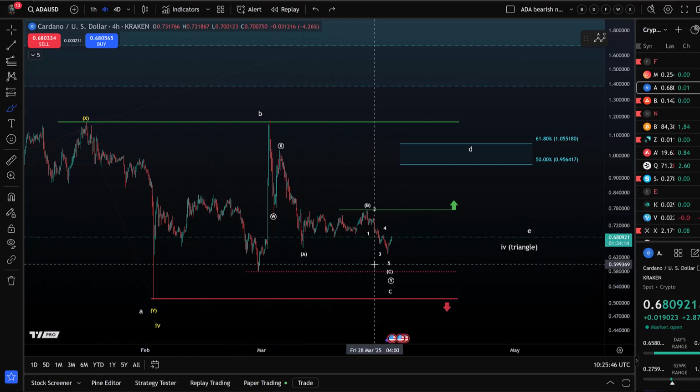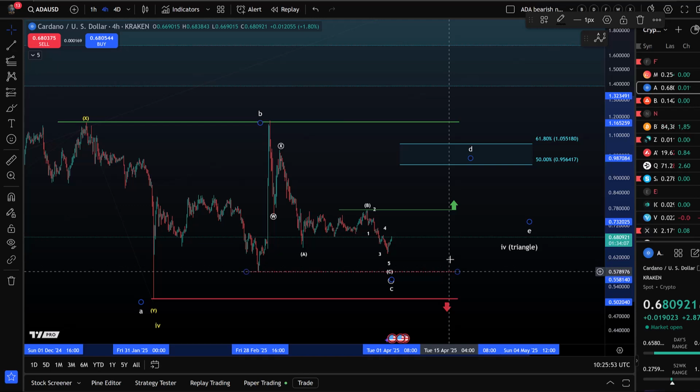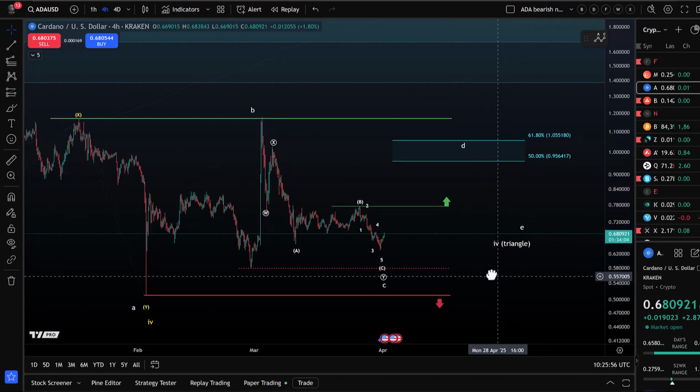would invalidate the triangle. Just simple as that. You know, there's no gray area, there's no wiggle room. This C wave, if it goes below the low of the A wave, it's not a triangle. So this whole thing in wave 4 can't be a triangle then.